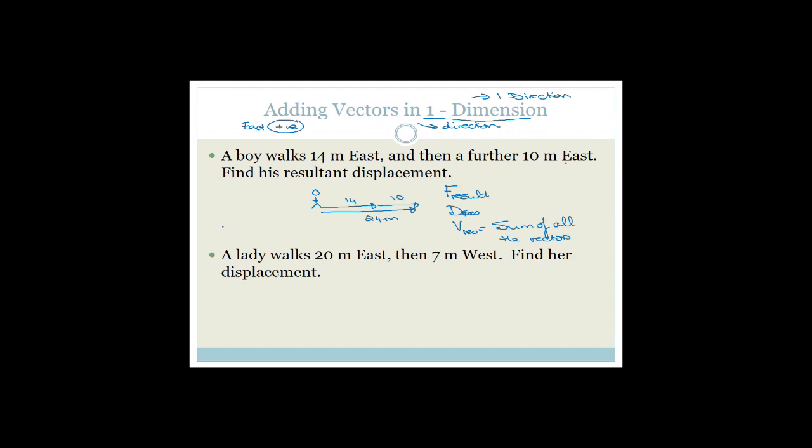Then my resultant displacement. Now you might think I'm really going overboard with this, but there's a reason for it. It gets more complicated as we go through things. So let's do the basic stuff, and then when we get to the more complicated stuff, it'll be very easy. So the resultant displacement is going to be 14 plus another positive 10 because it's in the same direction. A plus times a plus is a plus, so 14 plus 10 is 24 meters.